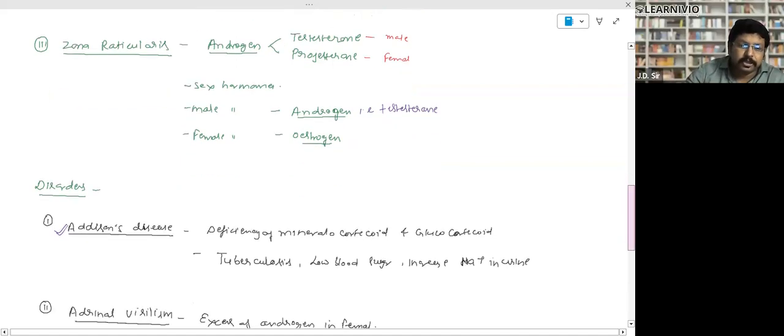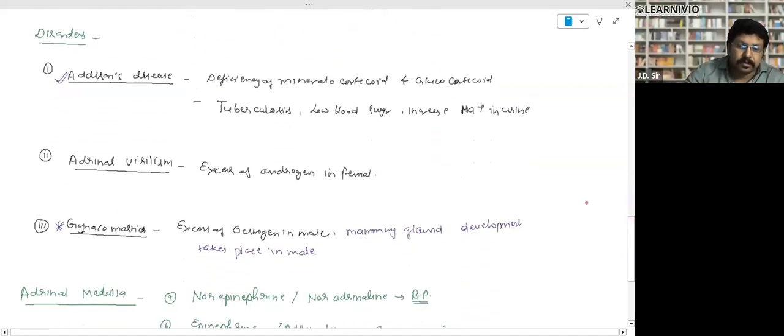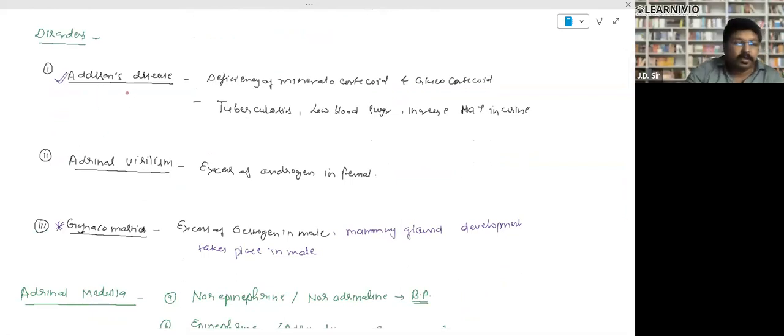Finally, the disorders. The first disease is Addison disease. All these diseases are very important. Addison disease and gynecomastia, both have been asked. Addison disease is caused by the deficiency of mineralocorticoids and glucocorticoids. It will imbalance two things: the mineral balance and glucose balance. It is caused by tuberculosis, TB, with low blood sugar and increased sodium in the urine, right? This is called Addison disease.